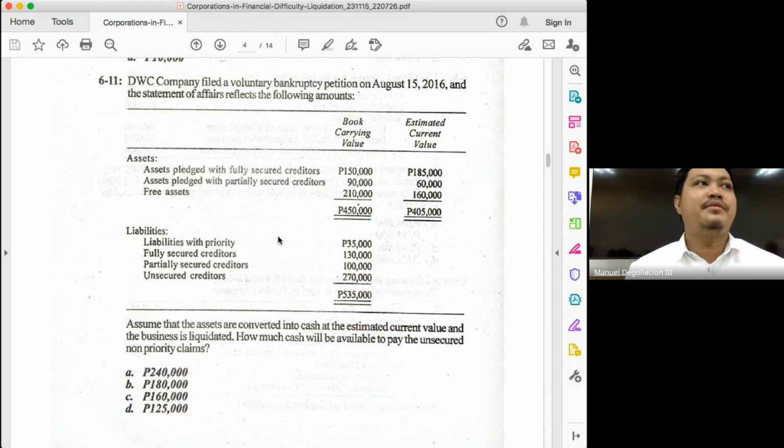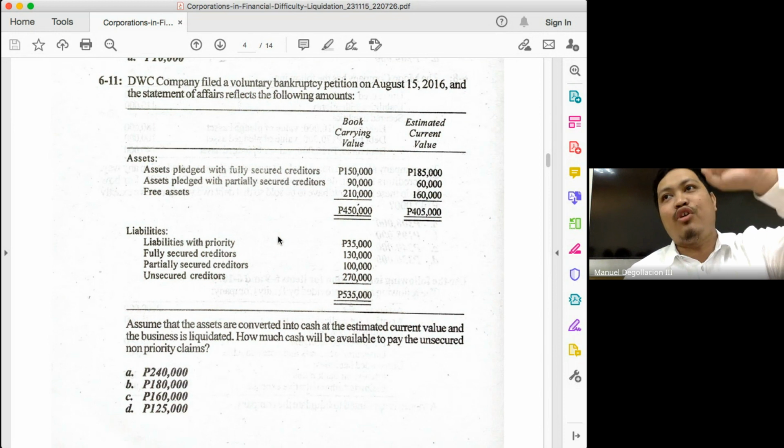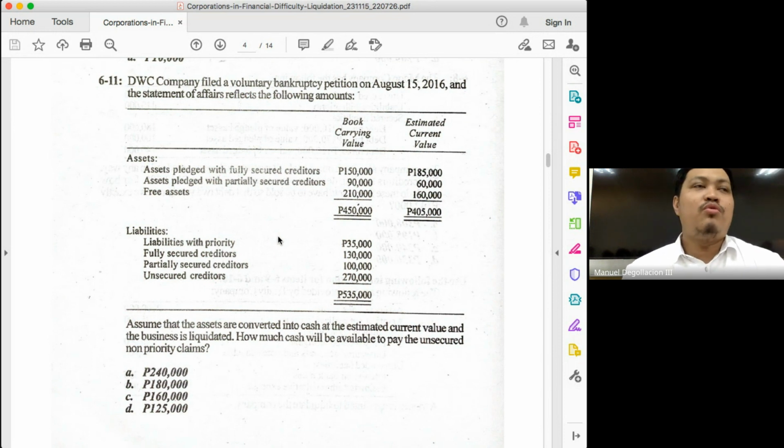How much will fully secured creditors receive? Again, they will always receive 100%. They will always receive the full amount of their claim. Why? Because they are fully secured. Assets are available, dedicated to pay off their claims. And that is why I mentioned, class, that for shotgun problems, asking you to answer these four common questions, 2 questions would be considered as bonus already.